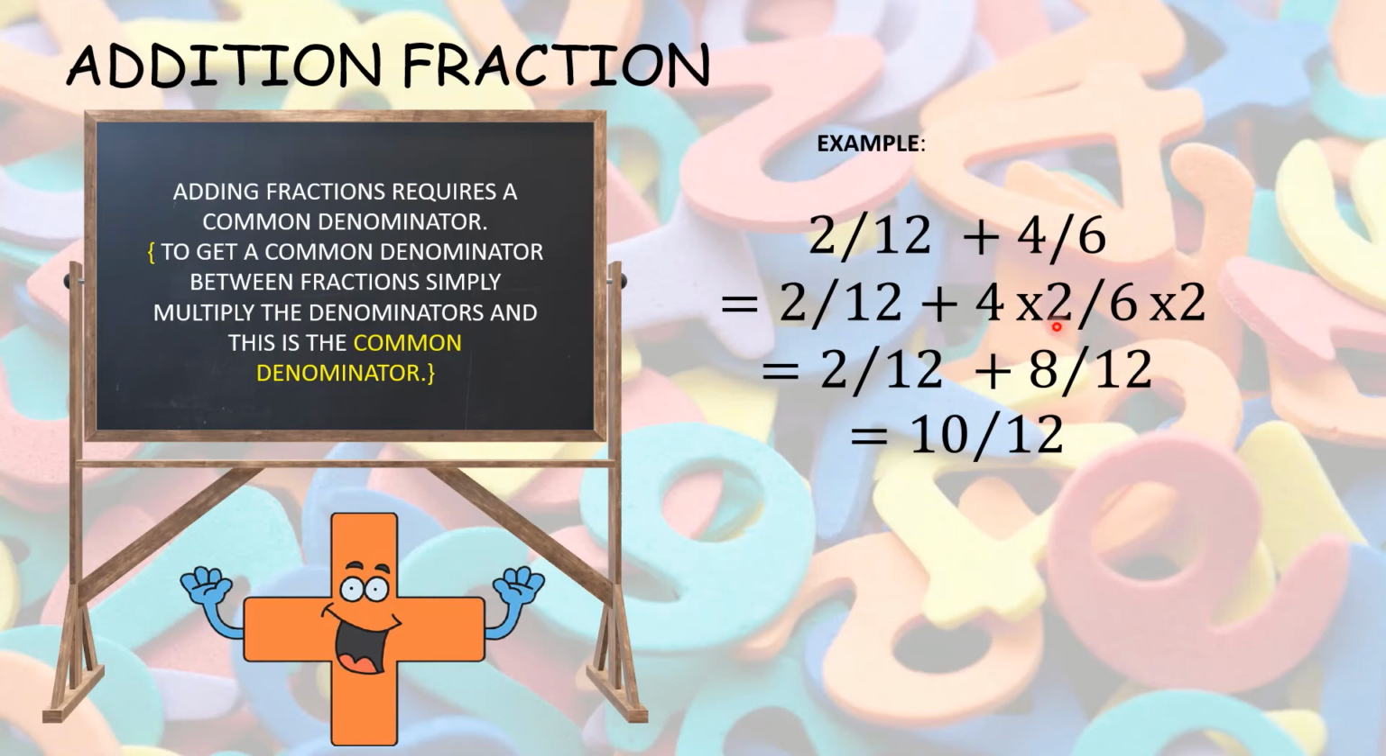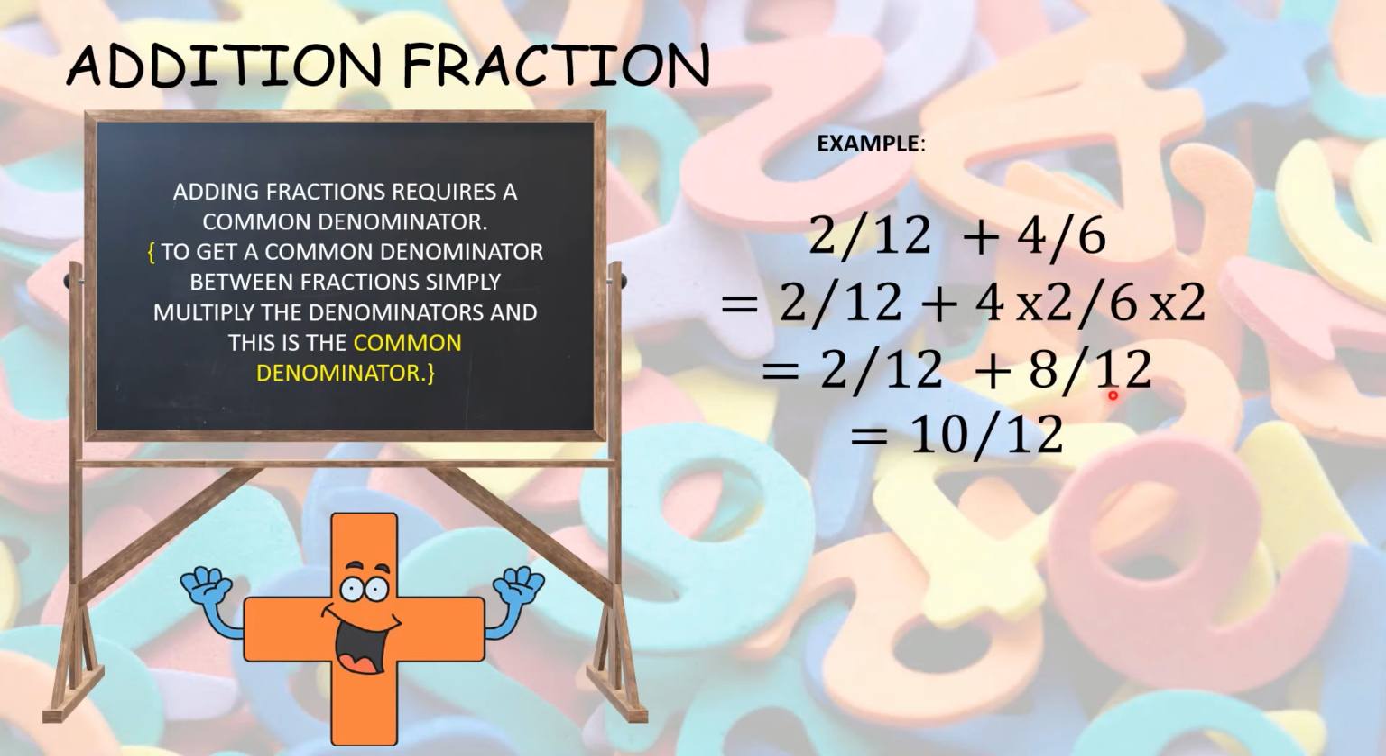Now when you look in this case, we need a common denominator, for which we are multiplying our 6 with 2. Now when we are dividing 6 by 2, the numerator should also be multiplied by 2, that is we get 4 by 2. So 2 by 12 plus 4 into 2 divided by 6 into 2.